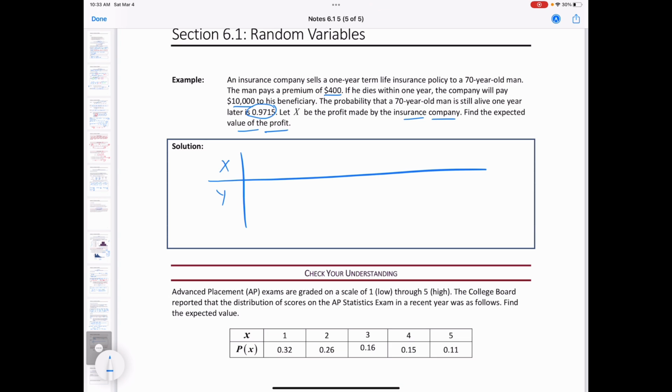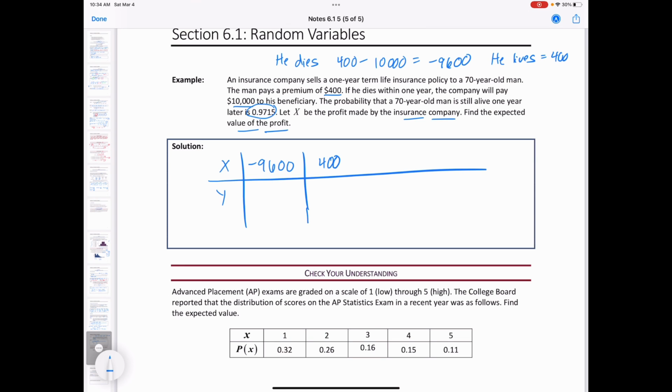All right, and this is what's going to happen. Say that he dies. Here's what the insurance company will make. He paid in $400, but they have to pay out $10,000. So they're net losing $9,600. Okay, that's what happens if he dies. They lose $9,600. If he lives, they gain $400. They don't give that back. Okay, so this is going to be $400.